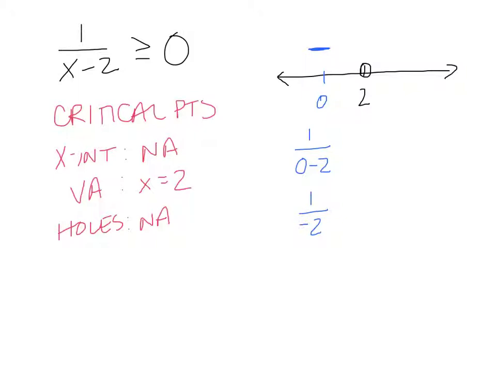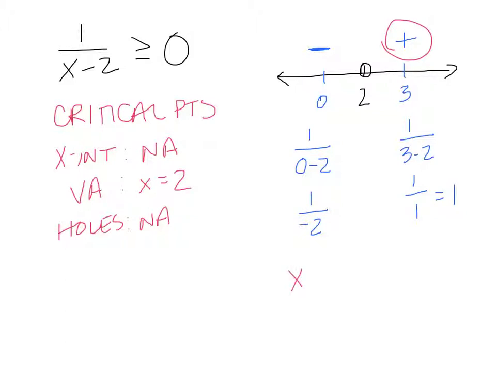Now if we go on the other side, I'm going to choose 3. So that would be 1 over 3 minus 2, which would be 1 over 1, which is 1, a positive number. So this is a positive interval. Now think about your inequality. You want to look for the ones that are greater than or equal to 0. That means positive numbers. So we can see which interval represents our solution set.